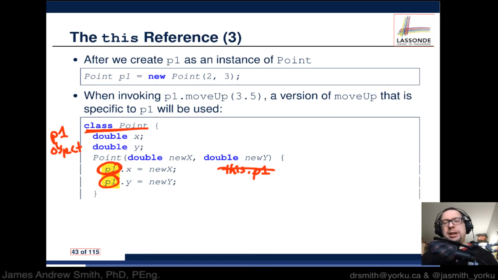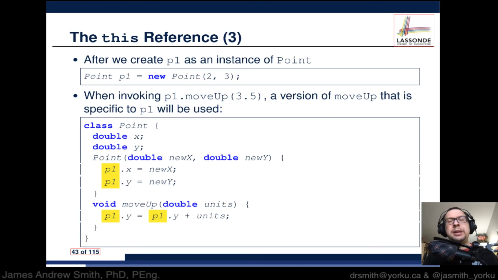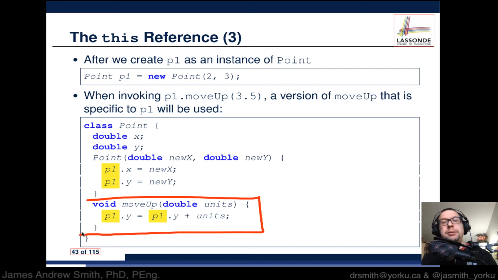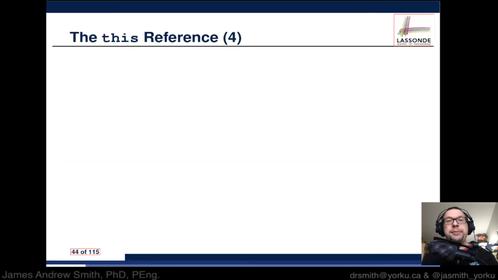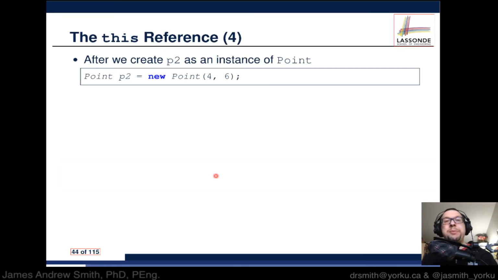Okay, this is done behind the scenes. And then in the method, that's in the constructor, and then in the method, same thing happens. It'll say we're dealing with this, which is P1, because we have the P1 object, and P1.y is going to be assigned the value of the old version of P1.y plus the units. All right, so now let's see what happens with P2.